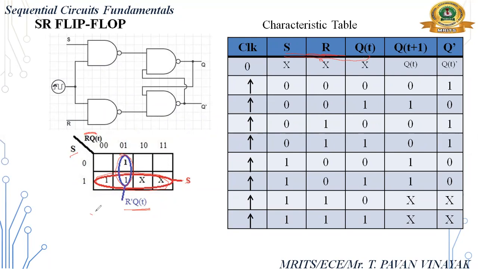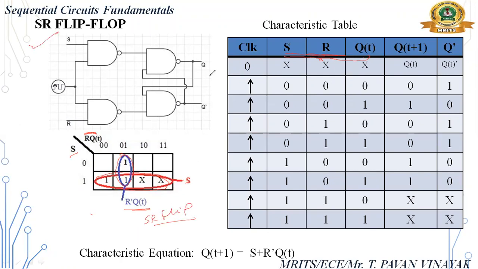So after solving, the characteristic equation is Q of t plus 1 is equal to S plus R bar into Q of t. This is the characteristic equation. Sometimes in exam, they will ask to find out the characteristic equation of SR flip-flop. So you have to draw this diagram, draw this characteristic table and K-map, and write the equation.